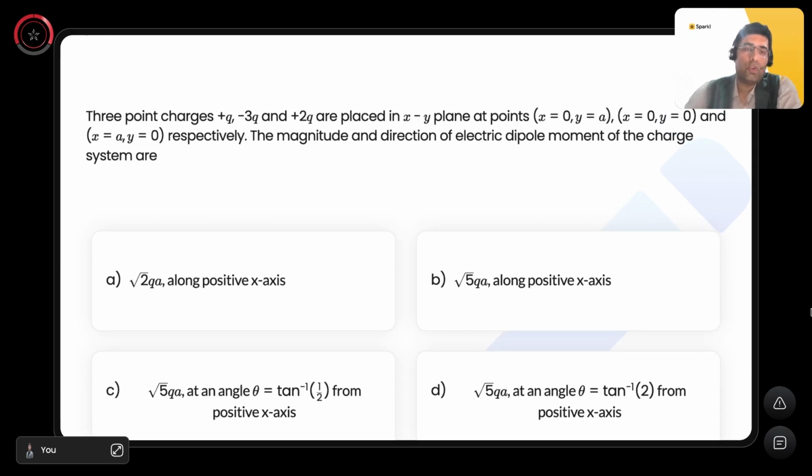Three point charges +q, -3q and 2q are placed in the xy plane at points (0, a, 0), (0, 0, 0) and (a, 0, 0). Find the magnitude and direction of the dipole moment. Again, a very important question. Very important. A question on finding dipole moment can definitely be asked. So let's draw the axes. So this is my y and this is my x.